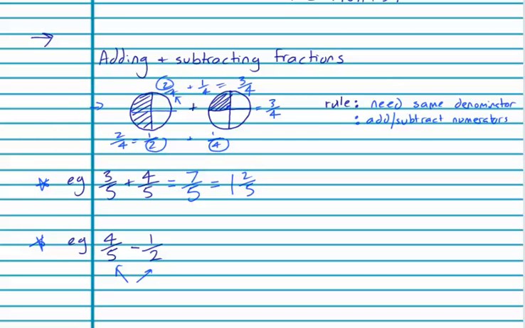To do that, if you want to do your working separately, that's okay. Just come back to it afterwards. 4/5. To get 5 to be 10, I've got to multiply it by 2. And remember, I'm only multiplying by 1, really, so I've got to multiply by 2 over 2. That's 8 over 10.